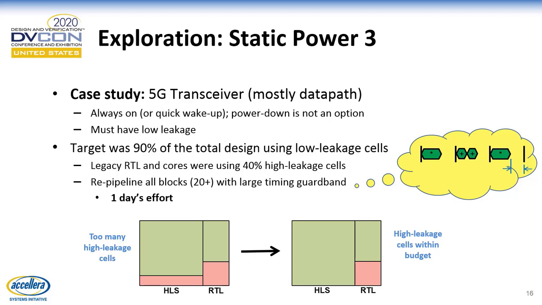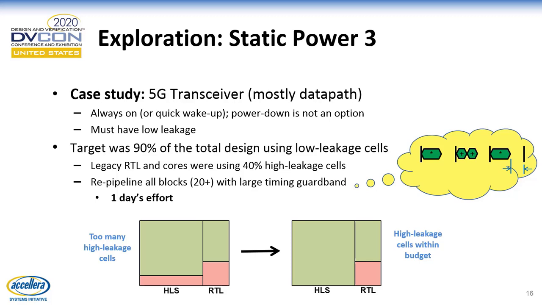This design was made up of a couple portions. Most of the signal processing algorithmic content here was done with HLS, and there were some areas, legacy code, embedded cores here that were done with RTL. What turned out in this specific case is that the handwritten RTL needed these high leakage cells to meet timing, and they were using more than budgeted.